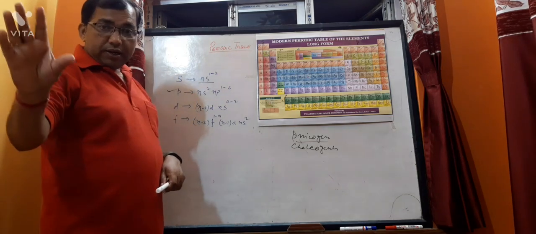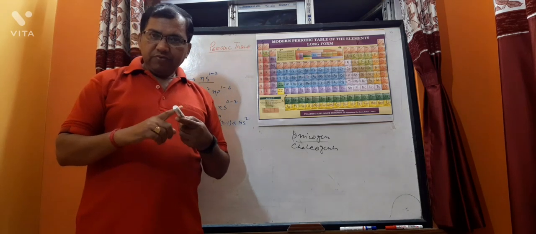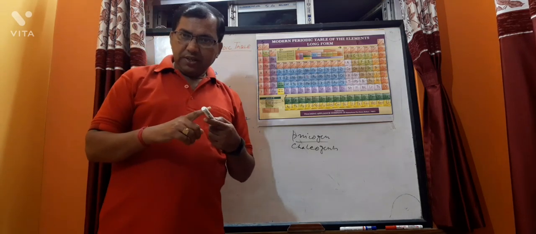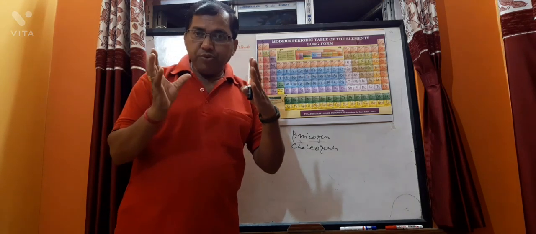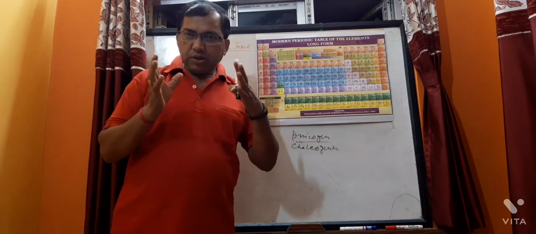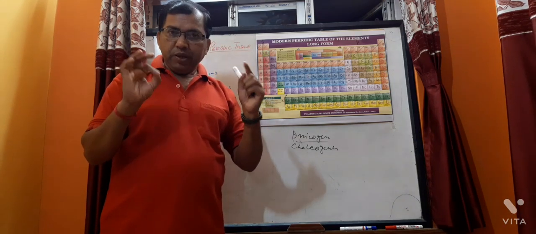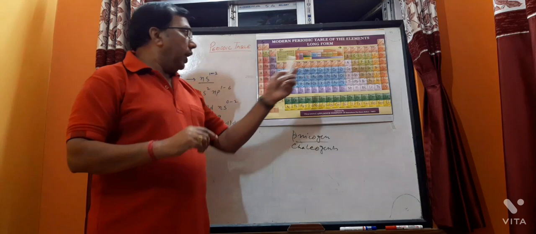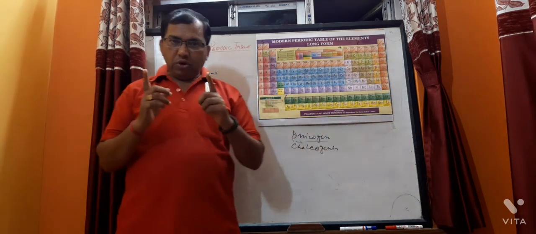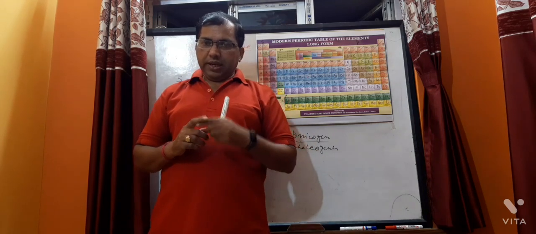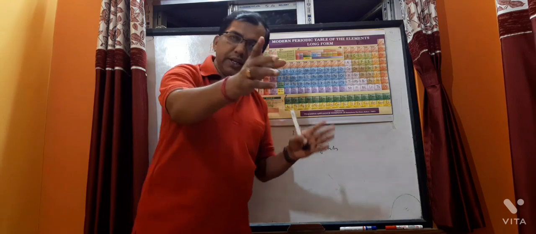Next, listen, group 1, 2, 13, 14, 15, 16, 17, 18. This represents the main group of the periodic table, and these are called representative elements. Very seriously remember. Group 1 and 2 and 13 to 18 represent the main group of the periodic table, and the elements of these groups are called representative elements.